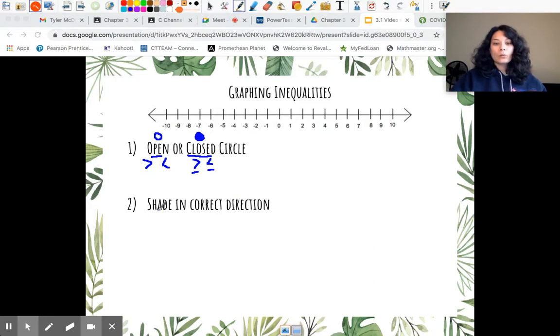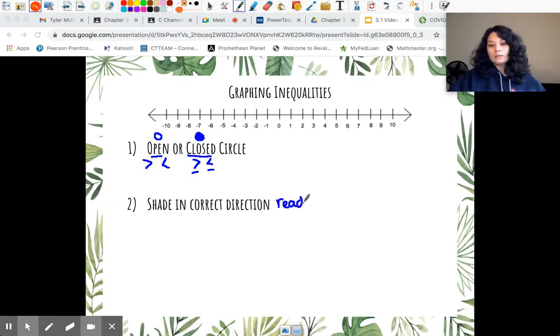The next thing that we're going to need to do is shade our number line in the correct direction. We're either going to shade the values to the left or the values to the right. Again, I typically do it above my number line so it's very clear, but you can certainly do it on top so long as it's very clear where your shading is. This part tends to be a little tricky for some students. You always want to make sure that you're reading the inequalities starting with the variable.